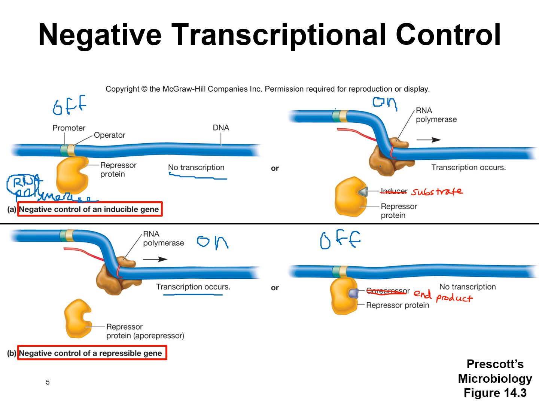The end product binds to the repressor protein. That's going to change the repressor protein's shape. The repressor protein binds to the operator, and then RNA polymerase cannot bind to the promoter here in green. So there will be no transcription, and that will turn the repressible operon off.